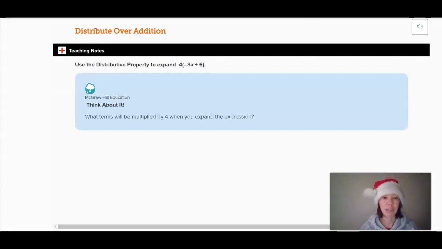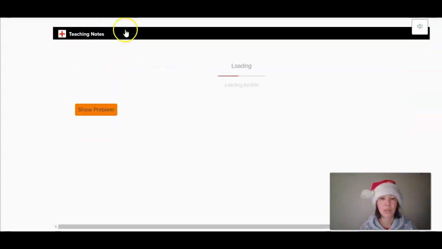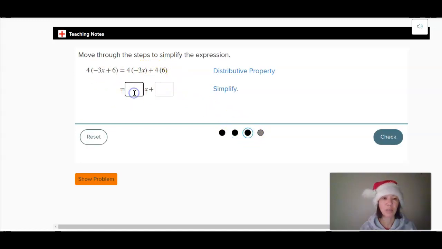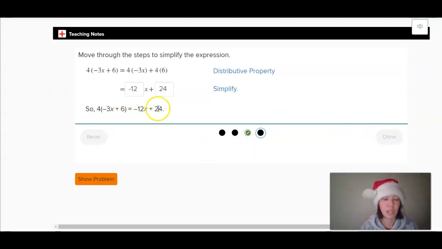Again, on page 237, we're going to use the distributive property to multiply 4 times negative 3x plus 6. So anytime you have a number times an expression with two terms like this, again, we're just using the distributive property. So I'm going to multiply 4 times the negative 3x plus 4 times the 6 there. And then just simplify. So 4 times negative 3 is negative 12. 4 times 6 is 24. And that's it. So this equals negative 12x plus 24.